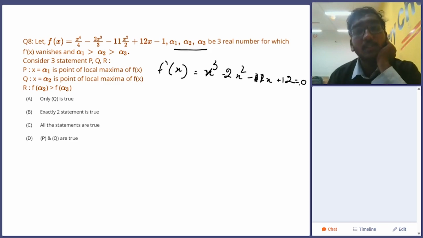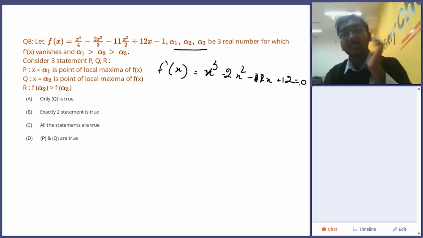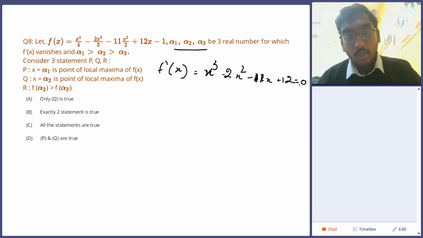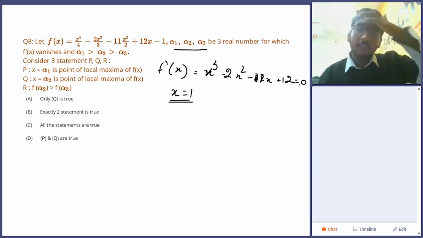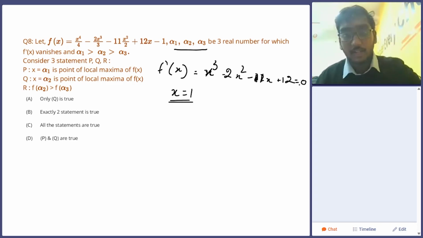Just check: 1 minus 2 is minus 1. Likewise, minus 11 plus 12 is positive 1. The overall value will be 0. That means 1 is a root of this equation, so x equal to 1 is one possibility. The other two roots you can find by dividing by the linear factor. If x equal to 1 is a root, x minus 1 will be a factor of f dash of x. So when you divide it by x minus 1, you will get the other two roots also.